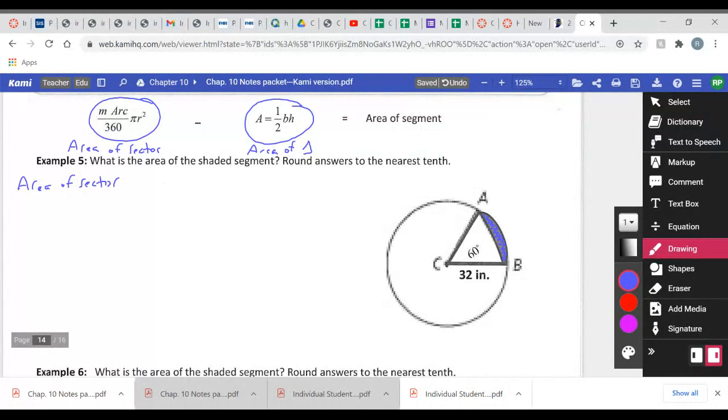So my area of a sector is using the formula we just did on the last page, where we say the measure of the arc, which I can see if this central angle is 60, I know the measure of this arc is 60.